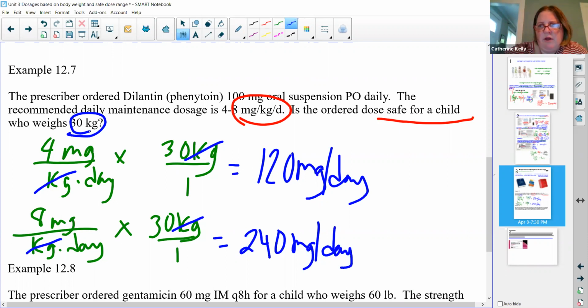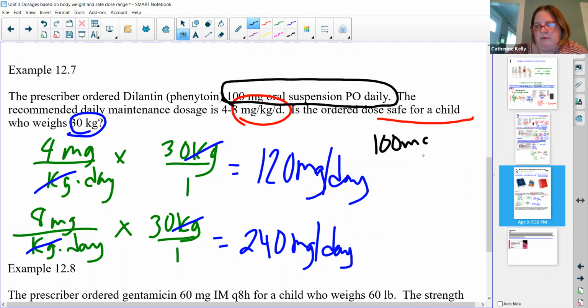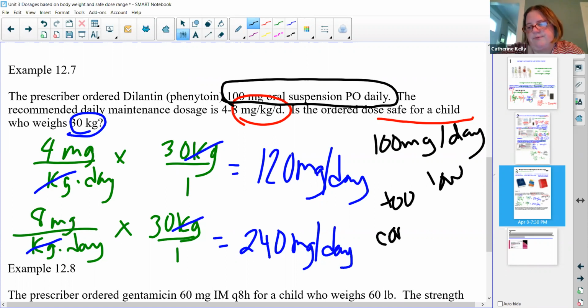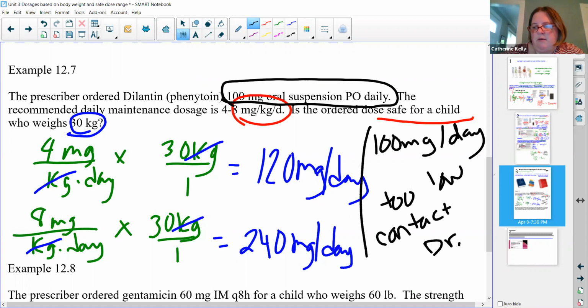So if we look at what the doctor ordered, they ordered 100 milligrams by mouth daily. So 100 milligrams would be too low of a dose. So if it's too low, contact the doctor. The doctor may still want you to give that, but you have to contact the doctor because it's too low for it to be effective.